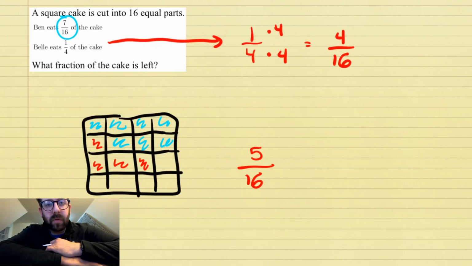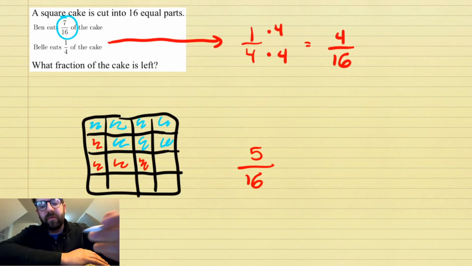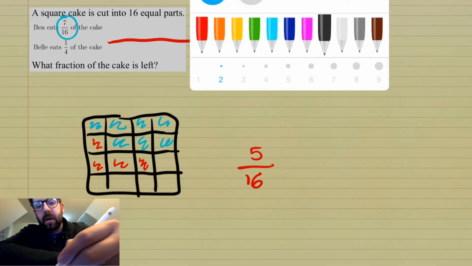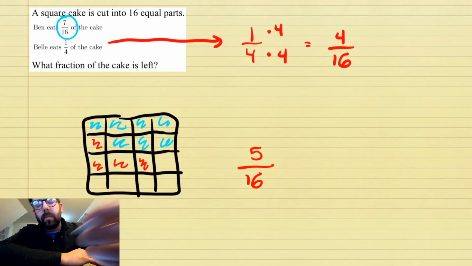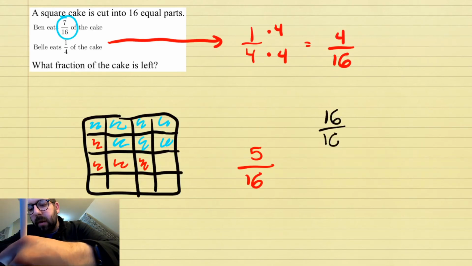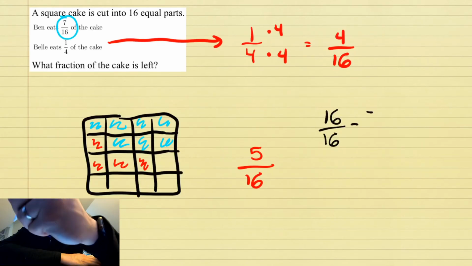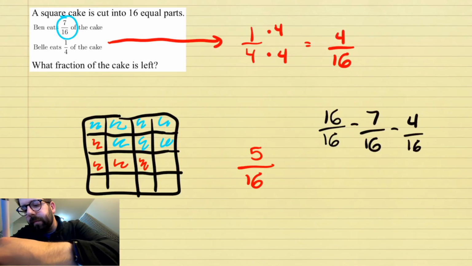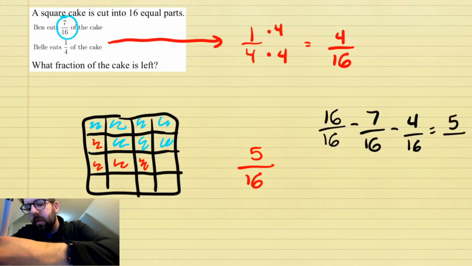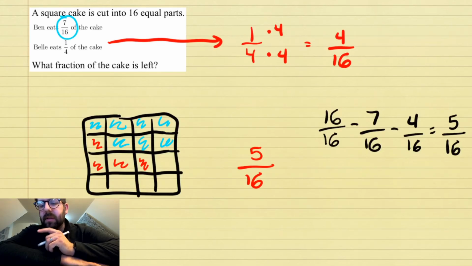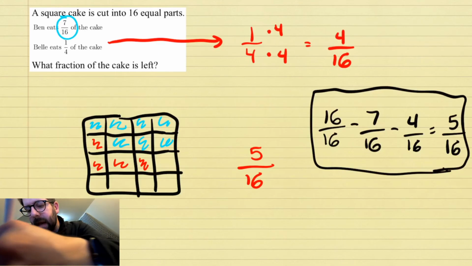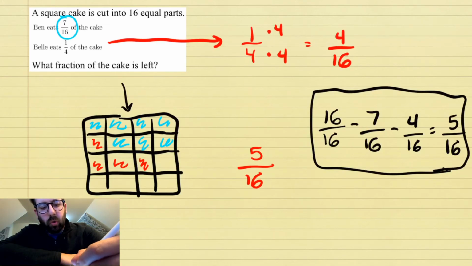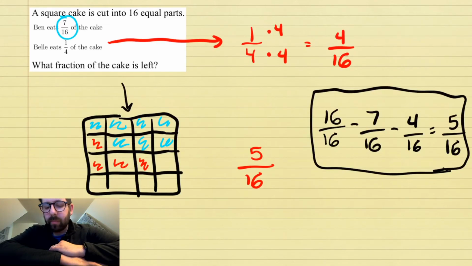Now, let's prove this another way. Some people don't like that whole visual way, the parts that are left. So here's how you could do it. You could go, okay, this total pan can hold 16. You take away Ben's, and you take away Belle's. And that should leave you with the 5 out of 16 left. Because again, when you subtract, you just subtract the top. 16 minus 7 minus 4, and you get 5 left over. So this is the analytical way of doing it by hand, and then this is the more visual way. Sometimes it's just kind of nice to see both.